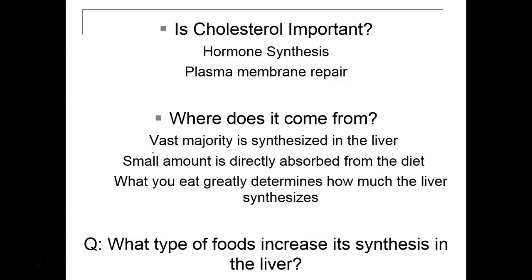So where does it come from? See, the vast majority is synthesized in the liver. A small amount is directly absorbed from the diet. What you eat greatly determines how much the liver synthesizes. Okay, so here's where there's a lot of, I don't want to say debate, question, a range, right?